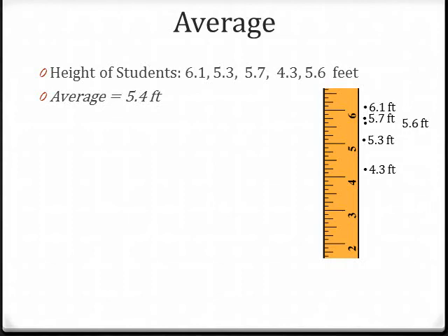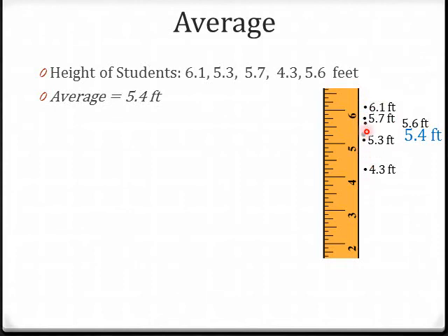And then we average them. We know how to do that, right? Add them up, divide by how many there are, and we get an average of 5.4 feet. Now, here's what we're going to do to find the uncertainty in that. We say this is the average here, but our data all ranges around this average point.